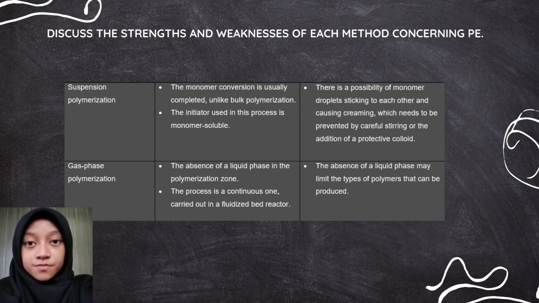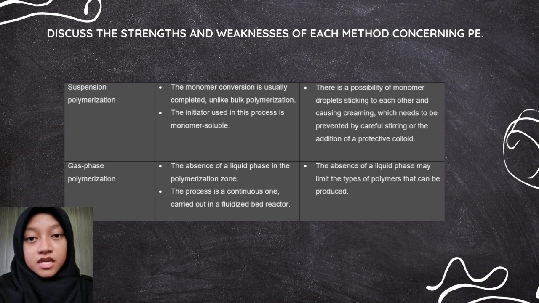For suspension polymerization, the strength is that the monomer conversion is usually complete, unlike bulk polymerization, and the initiator used in this process is monomer soluble. For the weaknesses, there is a possibility of monomer droplets sticking to each other and causing creaming, which needs to be prevented by careful stirring or the addition of a protective colloid.